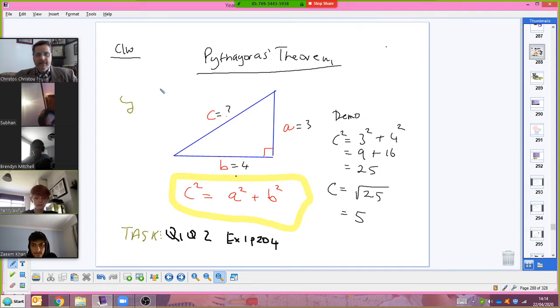So look at this. If you designate length A as 3, designate length B as 4, you may recall that if you square the two small sides, you get the big side. So 3 squared is 9, 4 squared is 16, altogether 25. So the area of the square of C is 25. Therefore, the length of the side of C will be the square root of 25, which is 5. Any questions so far? Are you okay with that?